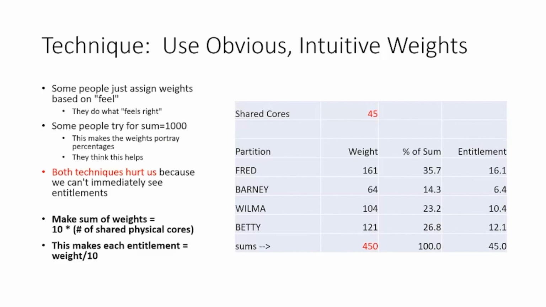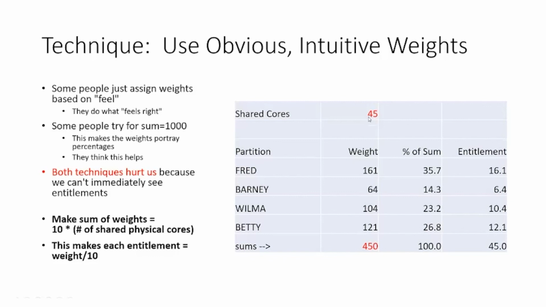So what I do is I make the sum of the weights equal to 10 times the number of shared cores. You can see this KEC has 45 shared cores, so I made the weights add up to 450. What that lets me do is look at the weights right away and see, oh, the entitlement must be 16.1. This entitlement must be 6.4, and so on, because the sum is exactly 10 times the number of shared cores.